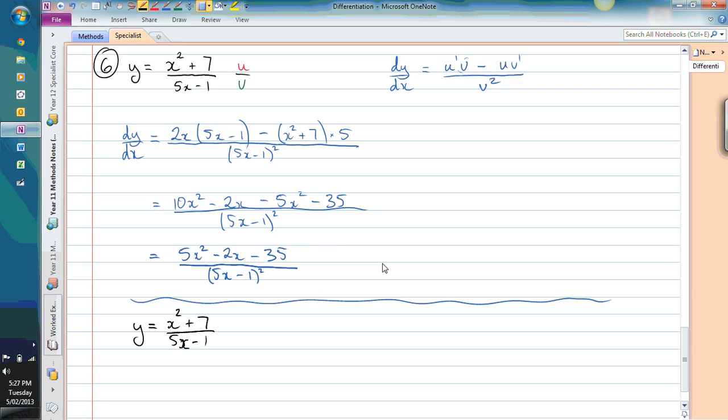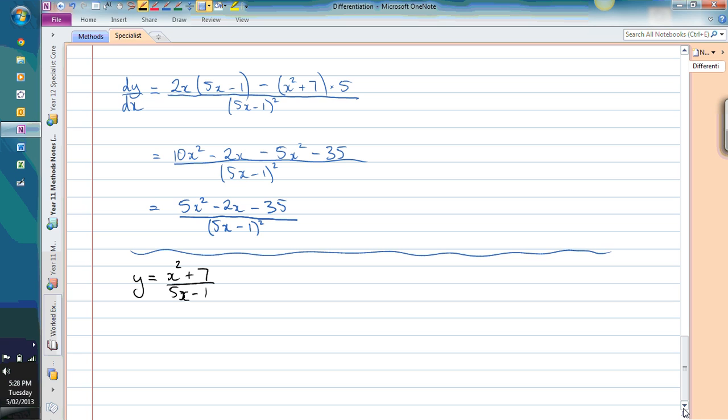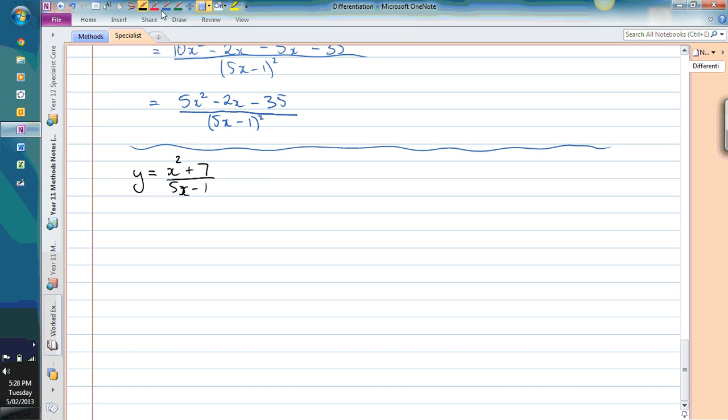As I mentioned in the last video, I'd like to do the same problem again, only this time I'm going to avoid using this quotient rule. And the way that you can avoid using the quotient rule is by using our knowledge of indices to write the function in a different form that can be tackled by the product rule and the chain rule.